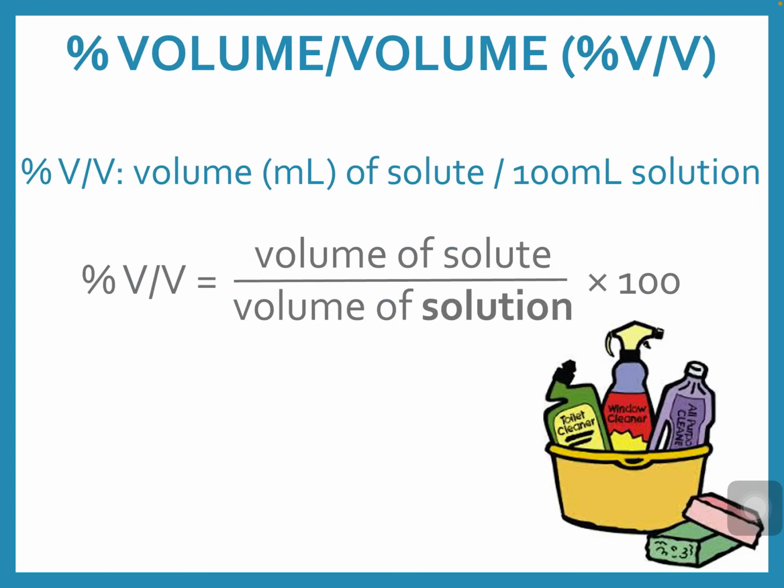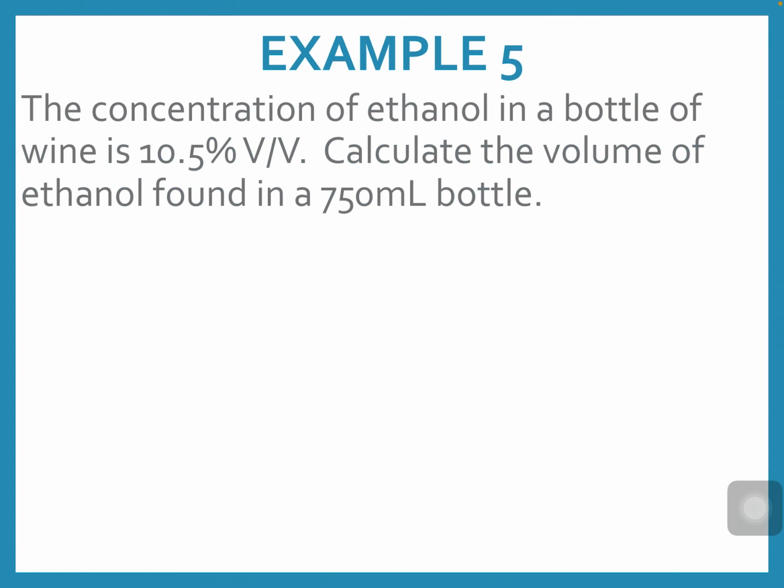concentration. Okay, last one we're going to look at is a percent volume to volume. So this is a volume in mils of solute to 100 mils of solution. So I'm going to take my volume of solute in mils, divide by my volume of solution. That'll give me a per mil, and then I'm going to multiply by 100 to get to per 100 mils. So the concentration of ethanol in a bottle of wine is 10.5% volume to volume. Calculate the volume of ethanol in a 750 ml bottle.